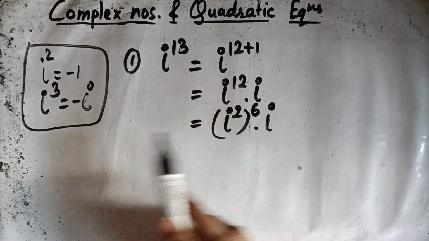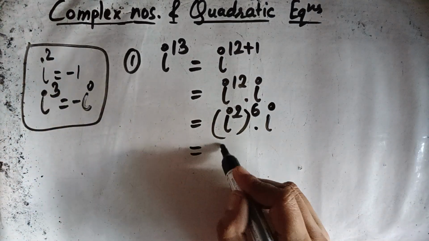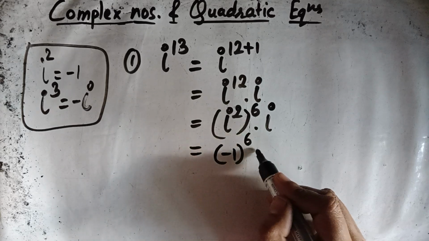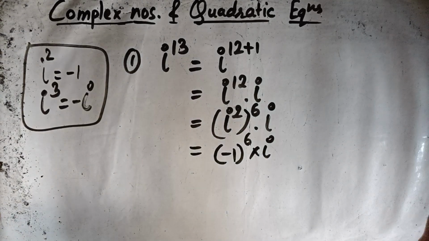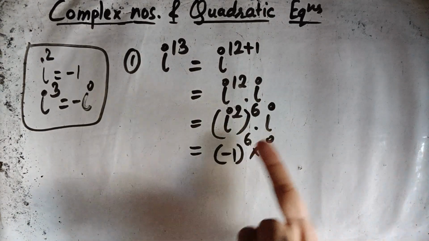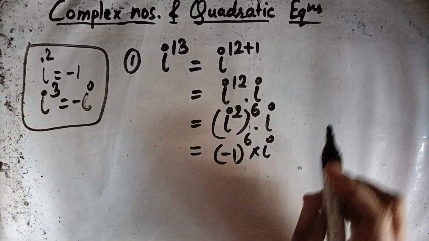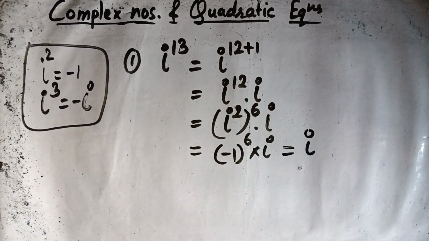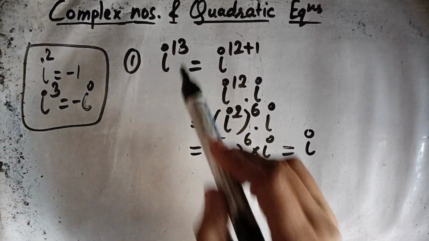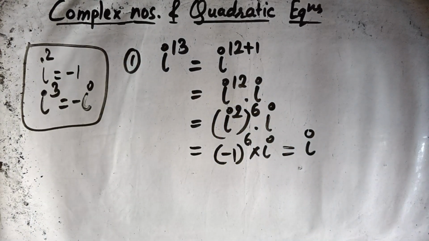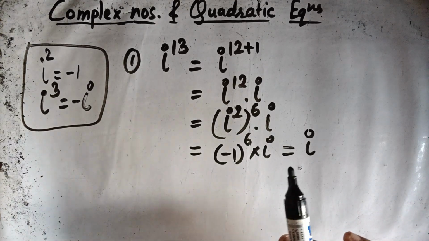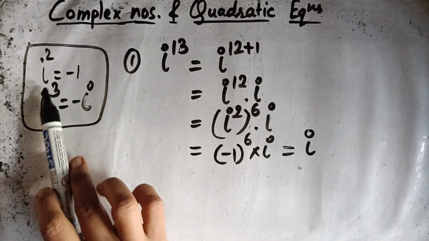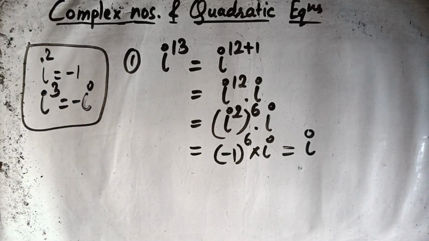What is the value of i square? It is minus 1 raised to 6. And we know that a negative number, when it is raised to an even number, we'll get it as positive. So the final answer is i. So the trick here is you have to convert this power into some addition of even numbers, so that you can write it in terms of i square, where you can substitute this.